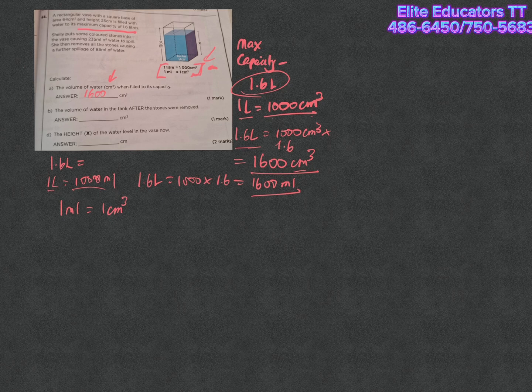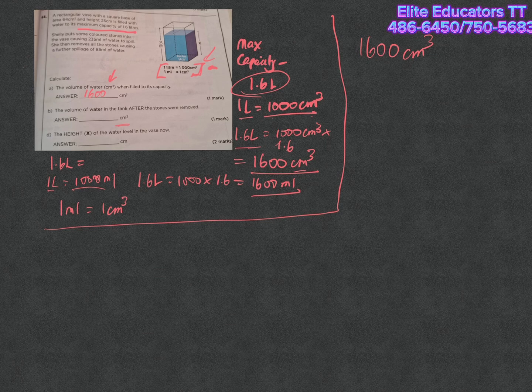So question B is the volume. Let me just draw this line here. B is the volume of water in the tank after the stones were removed. So we know the total amount of water in the tank will be 1,600 centimeters cubed. Also note they want the answer in centimeters cubed, so we have to work with centimeters cubed.